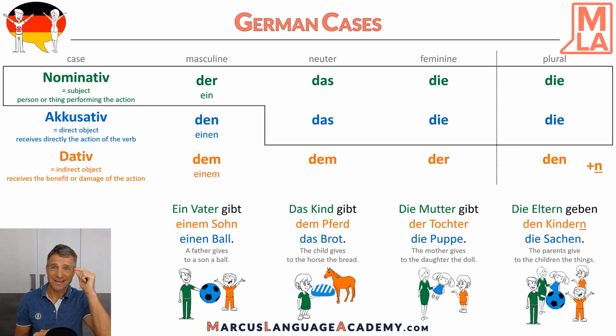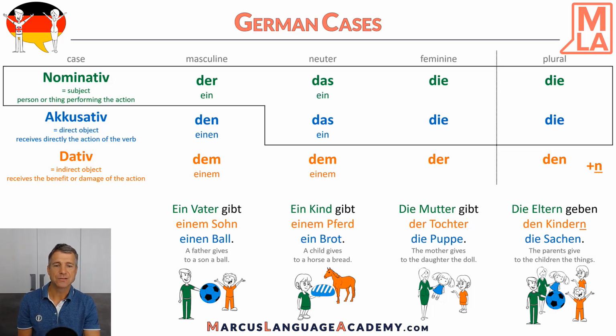Accusative, no, remember we had den, so we also apply the same ending, einen. And for dative, it's dem, and so it's einem. Okay, so therefore we have the ending. So for the neuter, it changes to ein Kind gibt einem Pferd ein Brot. So we have das, ein, no, in nominative. Also das, ein, there's no change, so also the indefinite article doesn't change, it's still ein. But in dative we have dem, so it changes also to einem. So ein Kind gibt einem Pferd ein Brot.